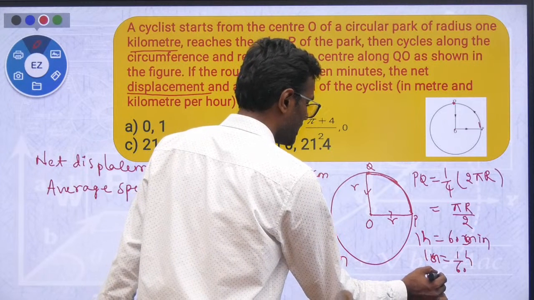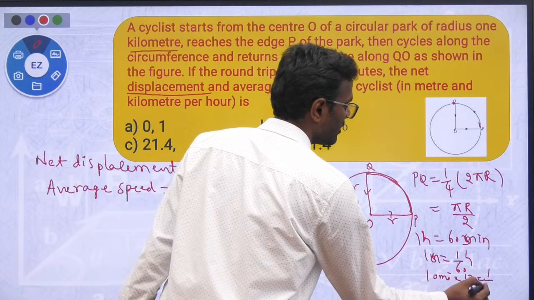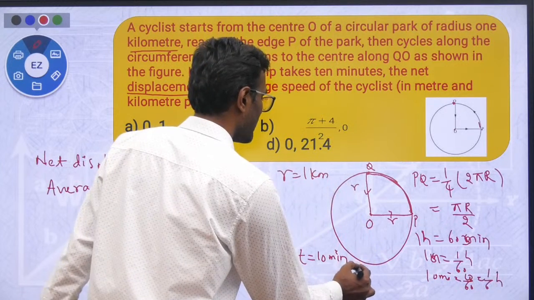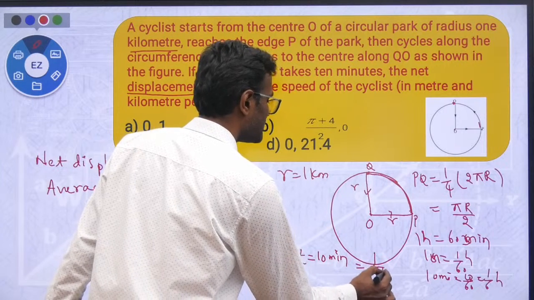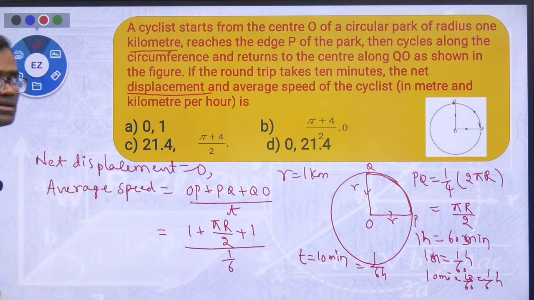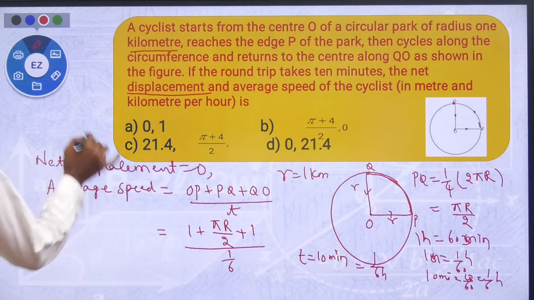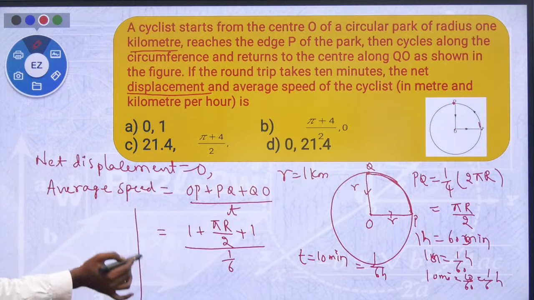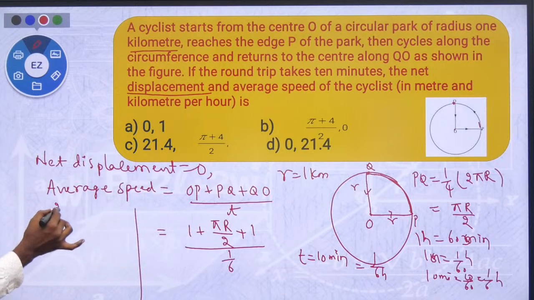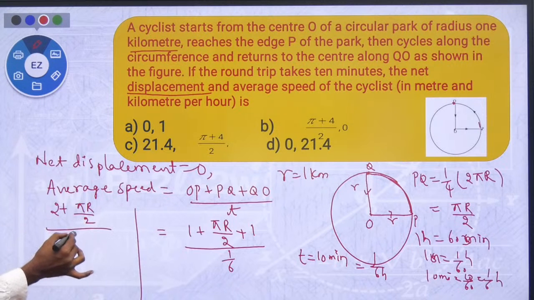So 10 minutes is equal to 10 by 60, which will be 1 by 6 hours. So we are converting into hours, 1 by 6 hour. Here we should write 1 by 6. So 1 plus 1, I will write here the remaining thing. 1 plus 1 is 2, 2 plus pi r by 2 divided by 1 by 6.